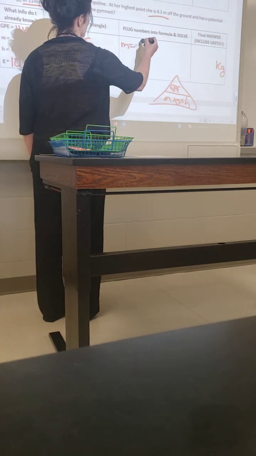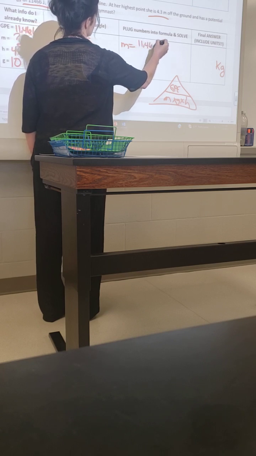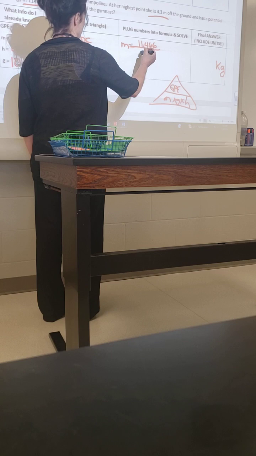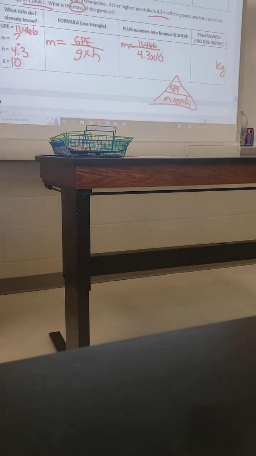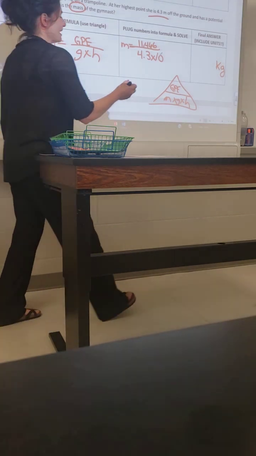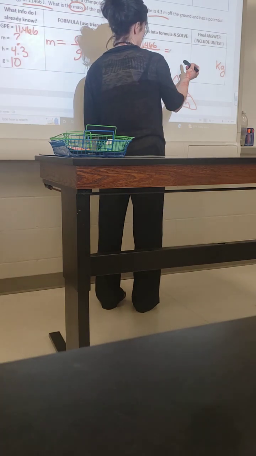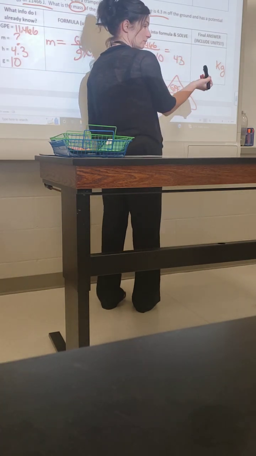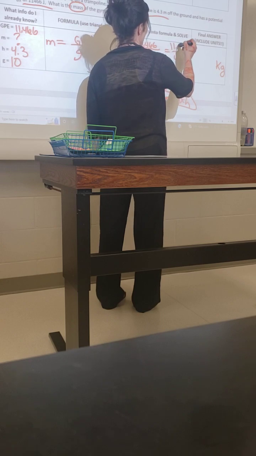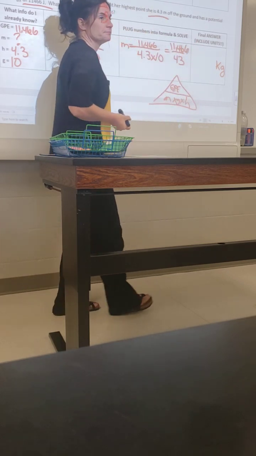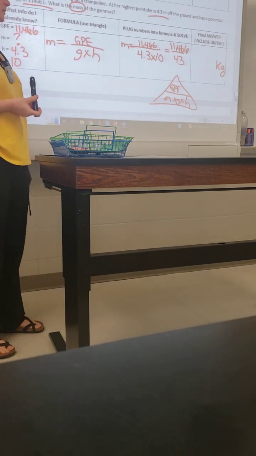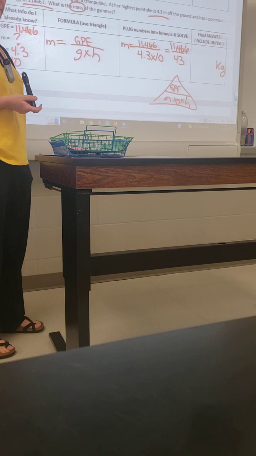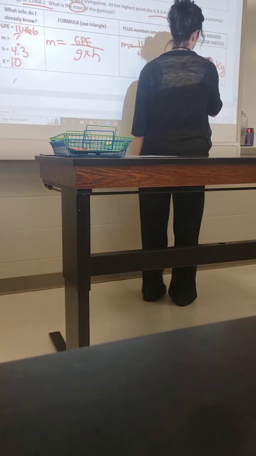So mass equals, our GPE is 11,466. 4.3, the order doesn't matter. So we actually have to do that multiplication first, right? So the 4.3 becomes 43, right? And now we're ready to do our final step of division. Always make sure you put the top number in your calculator first, and then the smaller number. And what do we get? 266.65.